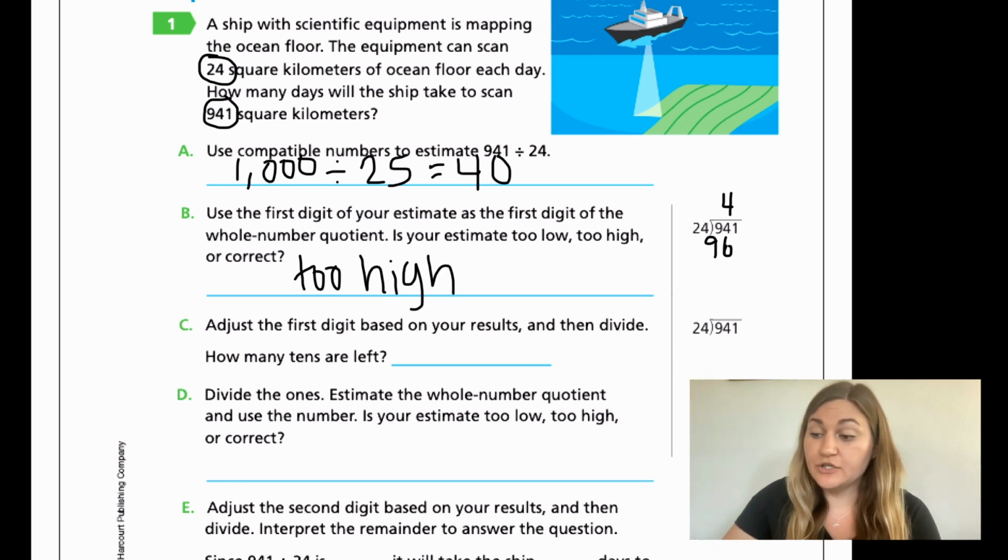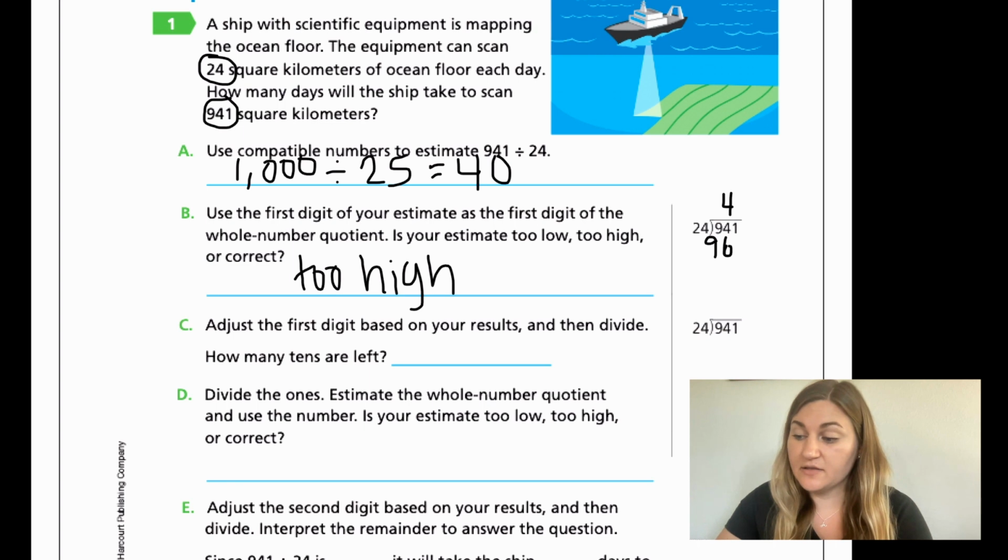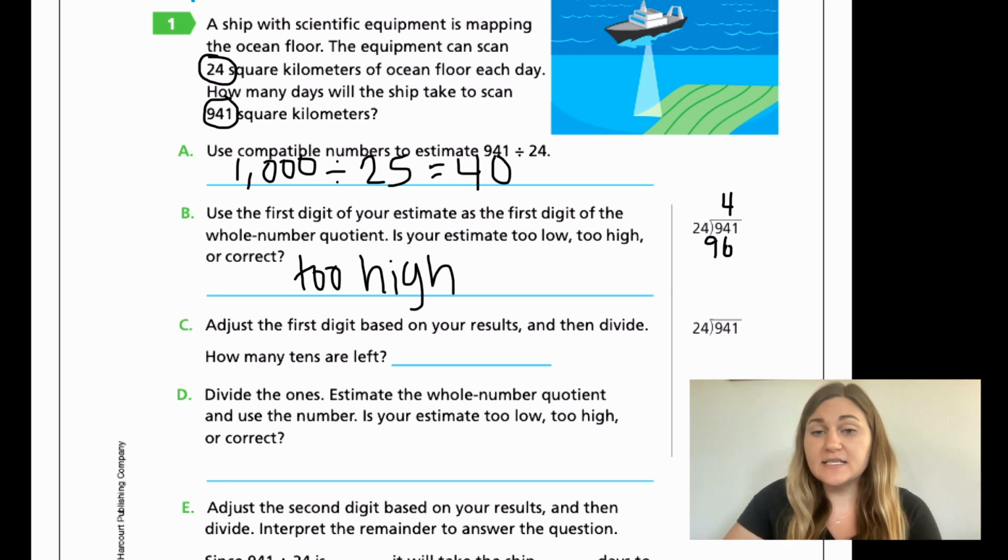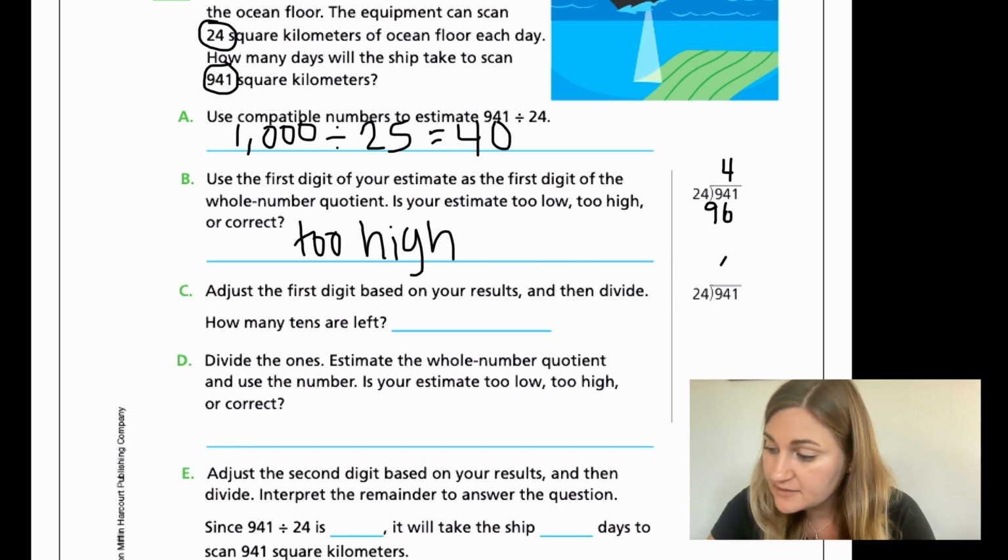All right, so now C, adjust the first digit based on the results and then divide. So if the 96 was too large, that means my 4 was too large. That means I need to pull it down and my 4 now needs to be a 3. And that should work out very nicely for us.